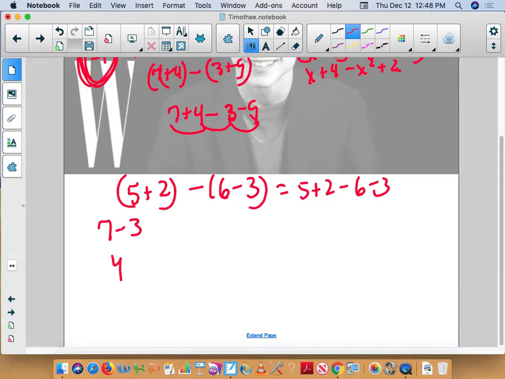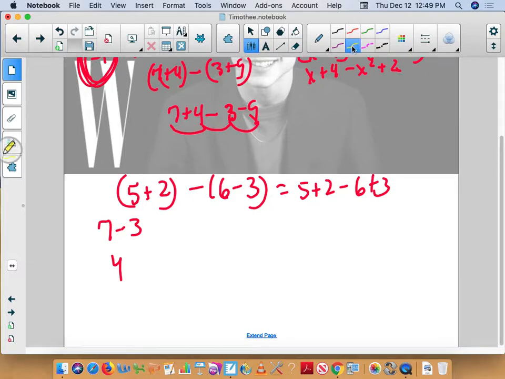Because what are you supposed to subtract? The 6 and the what? What are you supposed to subtract? The 7 and... Whoa. You're supposed to subtract the 6, and that's not a 3. What is that? Thank you. You're supposed to subtract the 6 and the negative 3. So what should that be out here? Plus. Let's see if we get the right answer.